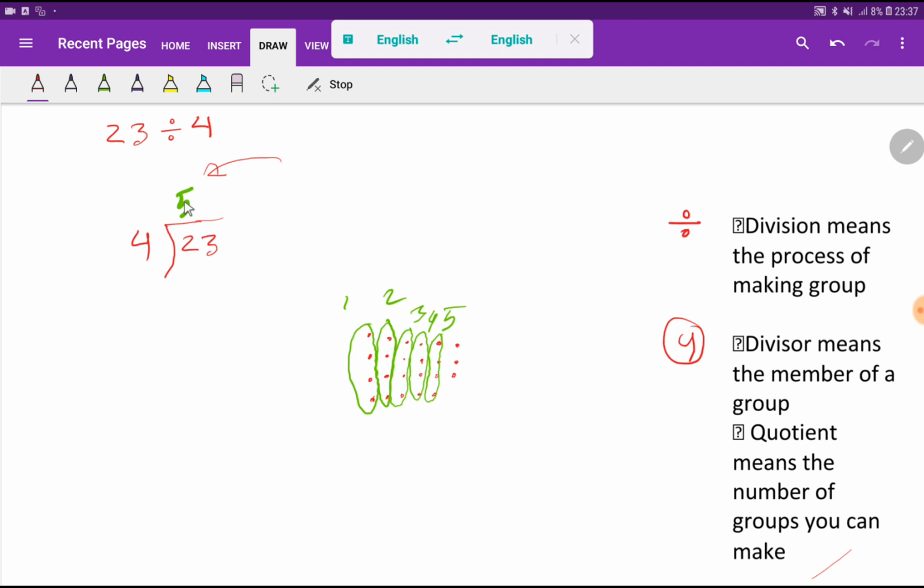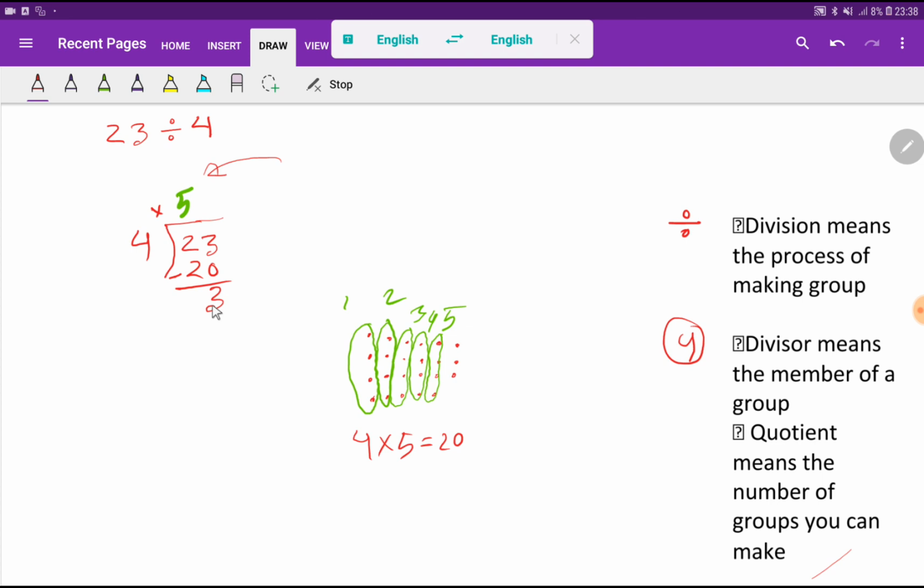And if you make 5 groups, then you will use 4 each. Each group has 4 members, so 5 groups will have 20, right? If you want to make 5 groups, then you have to use 20 members, right? Look at here. You have to multiply quotient times divisor, then you will get the used members to make 5 groups, right? So now you have to subtract.